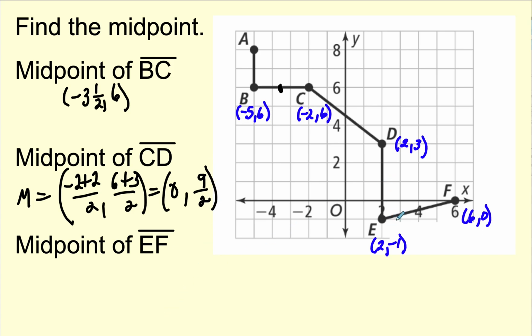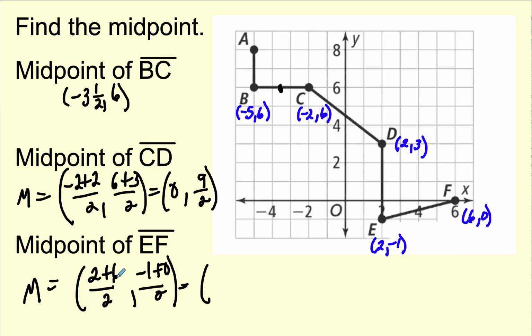Now to do the midpoint of EF, remember it's the average of the x's, so I'm going to take the two x's, add them up, divide by 2, and then I'm going to take the two y's, -1 plus 0, and divide by 2. And so the answer is going to be 8 divided by 2, which is a 4, and then -1/2. And then that is located right here. This will be where the midpoint is located.